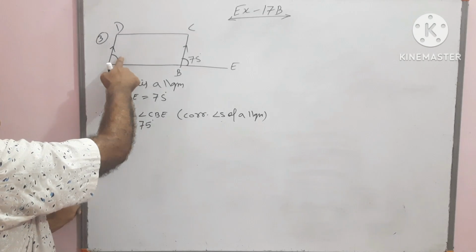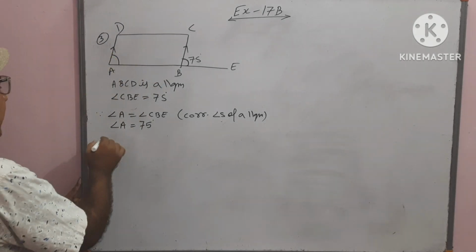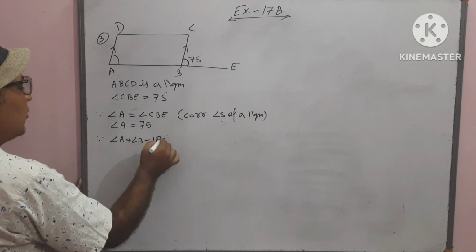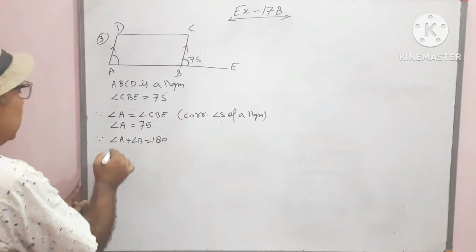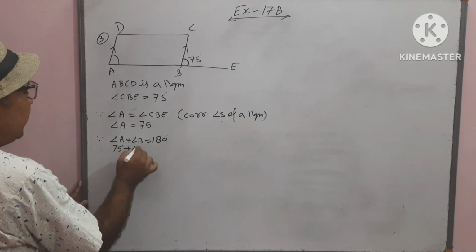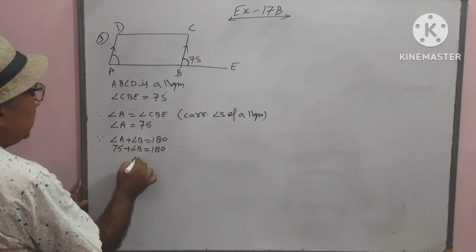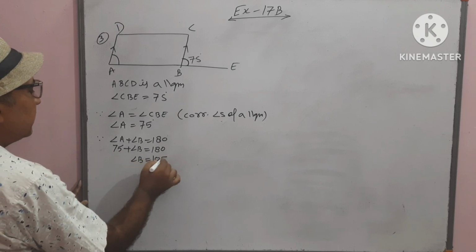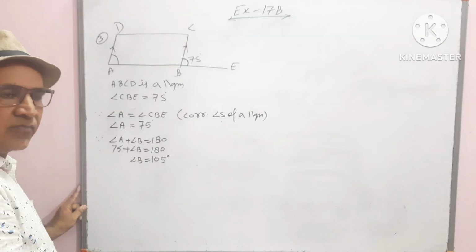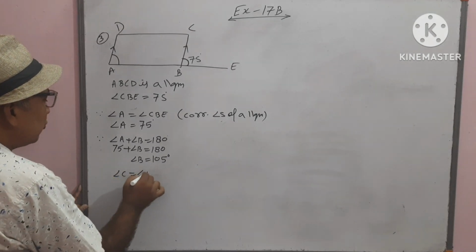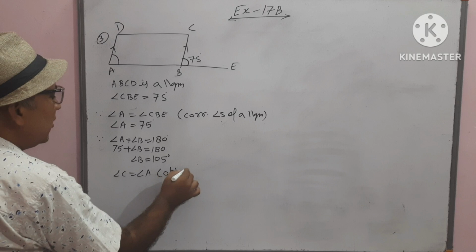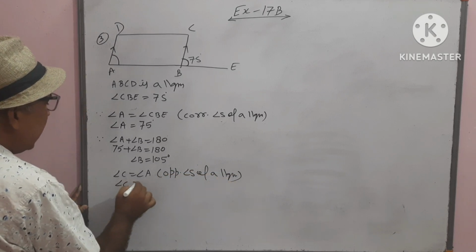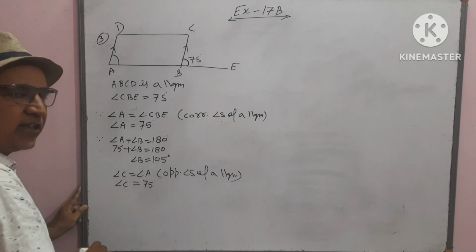As we get angle A, we can find all the remaining angles. Angle A plus angle B is equal to 180. This property we have learned. If angle A is 75, then angle B is equal to 180 minus 75, that means 105 degrees. And angle C is equal to angle A because of opposite angles of a parallelogram. That means angle C is also equal to 75 degrees.